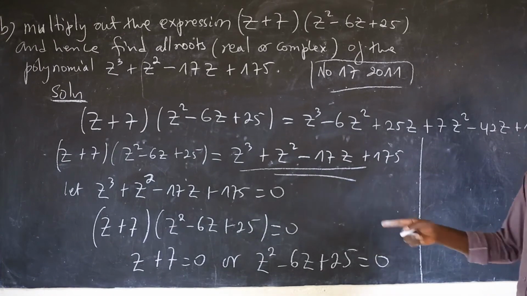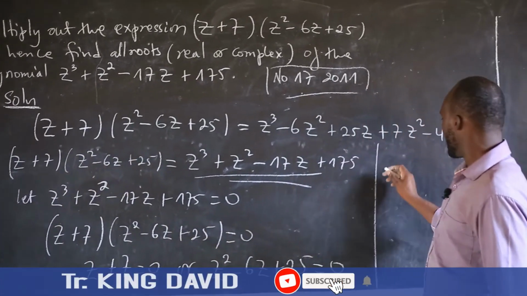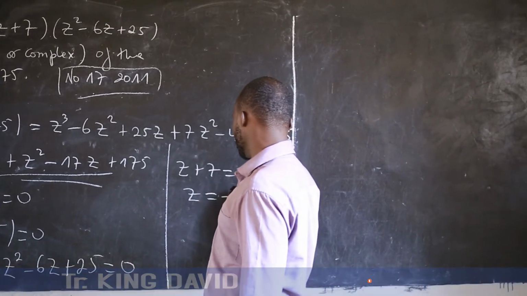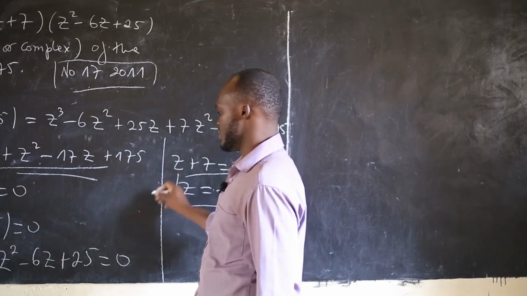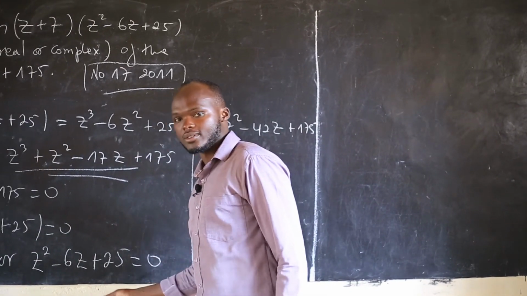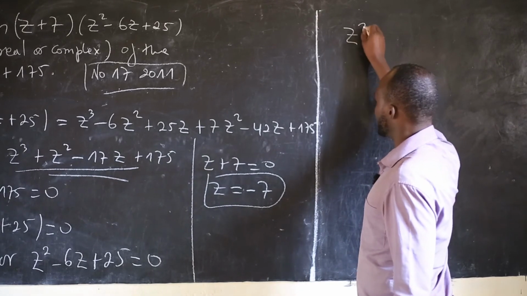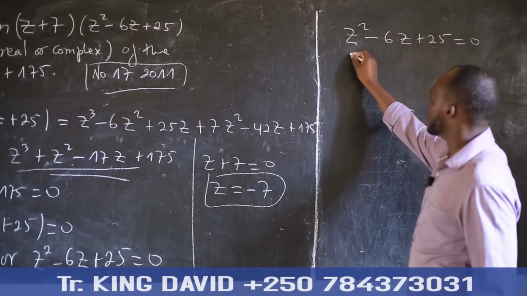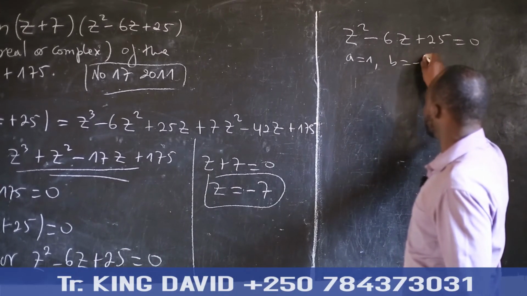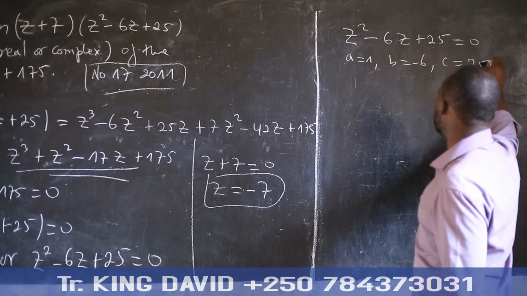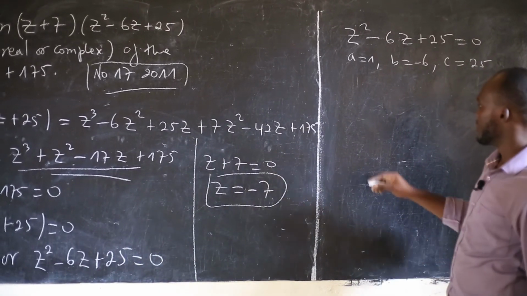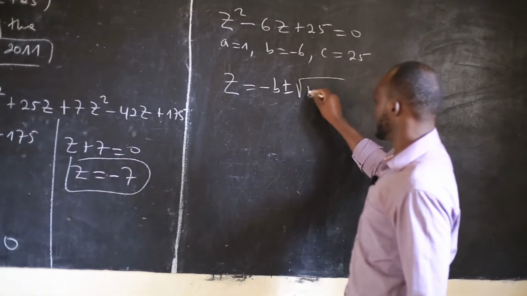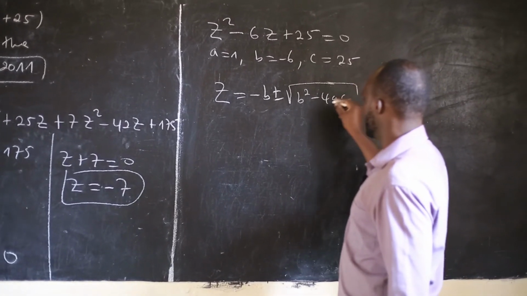So let's first deal with this one. From z plus 7 equal to 0, it means that z equal to negative 7. This is the first root. So let's go to this quadratic equation, z squared minus 6z plus 25 equal to 0. Our a is 1, our b equal to negative 6, our c equal to 25. So we're going to use the quadratic formula. The quadratic formula says z equals negative b plus or minus square root of b squared minus 4ac, divided by 2a.